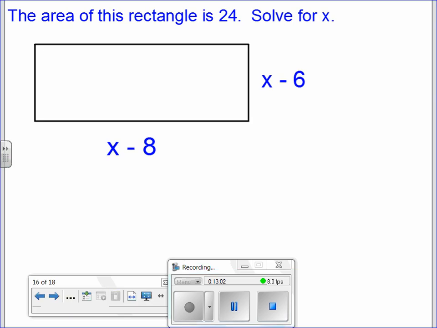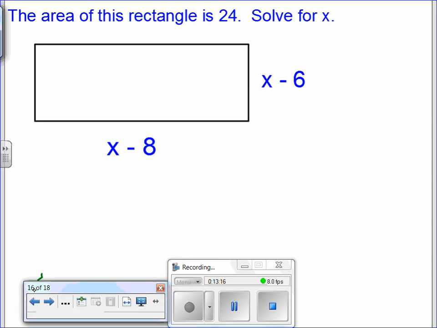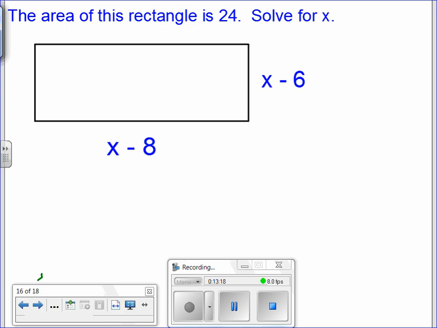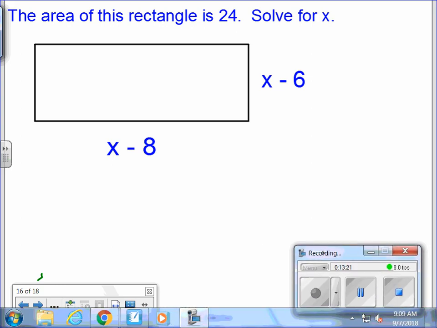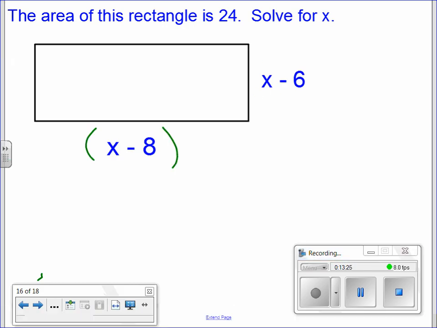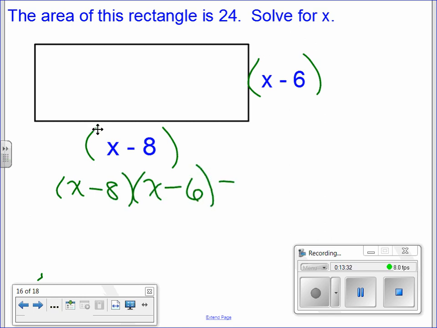So the area of this rectangle is 24 square units. Maybe it's inches squared, maybe it's feet squared, I don't know. We have to solve for x. So this is going to be a little interesting. Somebody told me they actually did a problem like this last year. Basically, you have to think, how do I find an area? Well, I find an area doing length times width, right? So we're going to group this length, we're going to group this width, and we're going to multiply them together. So length times width is equal to 24. They did tell us that our area is 24.